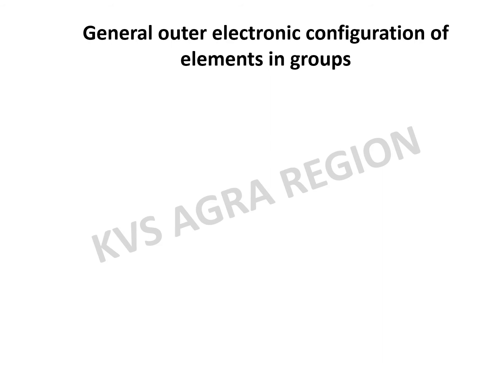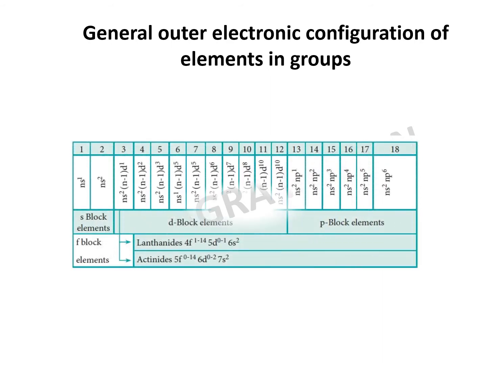General outer electronic configuration of elements and groups. From this table, it's very clear that elements in a particular group have the same electronic configuration, and the configuration for elements belonging to various groups from 1 to 18 is given here along with the f block elements.